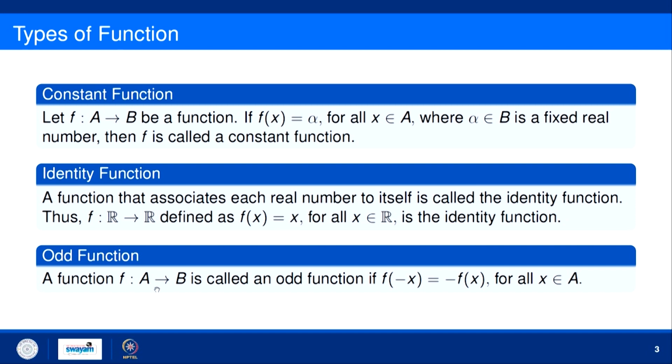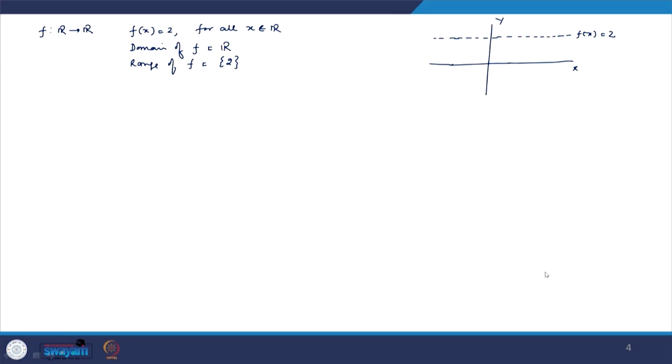Okay. Next are odd functions. So, what are odd functions? A function from A to B is said to be an odd function if f(-x) equal to minus f(x) for all x belongs to A. So, we have various examples of odd functions. Let us see odd functions.